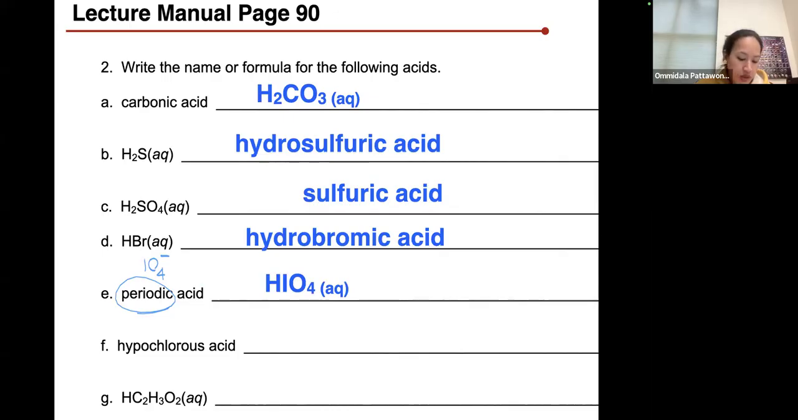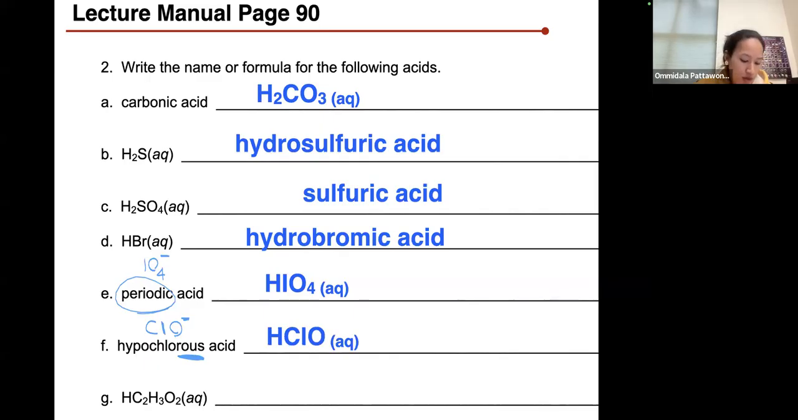Hypochlorous. Okay, so this one is ending with ous, so it's going to come from the ite, right? So in this case, it comes from hypochlorite. So it would be ClO minus. So the acid would be H, it would be 1-to-1, it would be HClO with the aqueous.